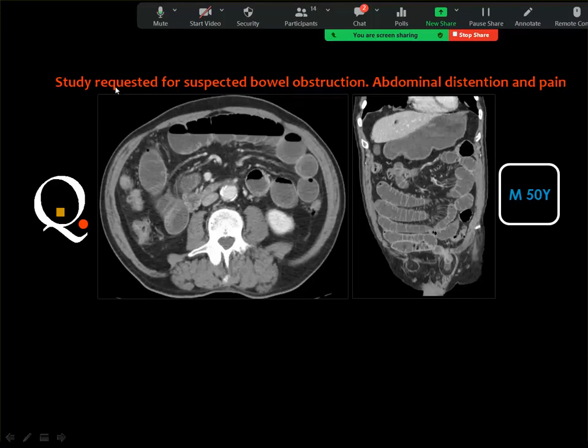This is a study. This study was requested for suspected bowel obstruction. The patient, a male patient, 50 years old, with distension of the abdomen and pain.